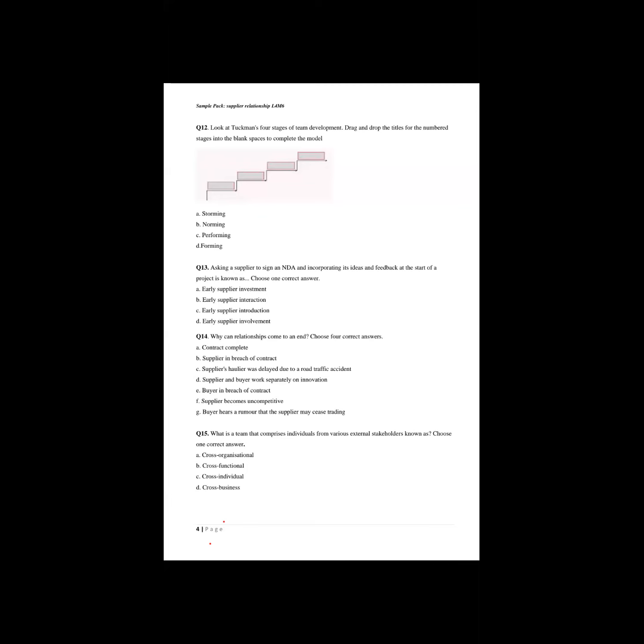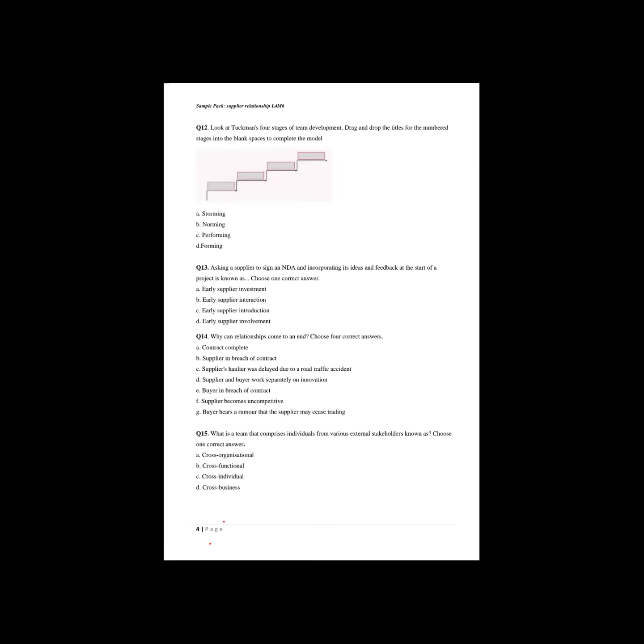So these are the 4. As for the other ones, supplier and buyer working separately on innovation may account for it, but it shouldn't be the only reason why you are terminating the relationship. If you take this to management, I'm sure they'll remind you. All right, sure. Thank you.